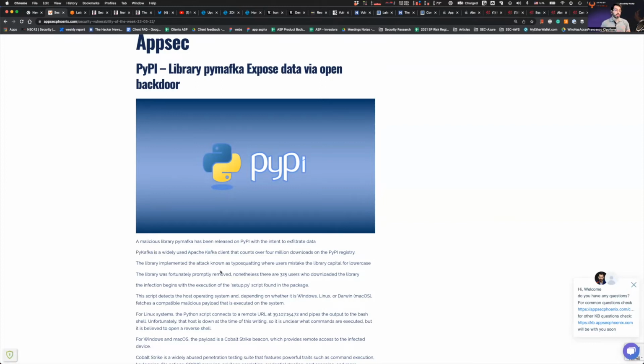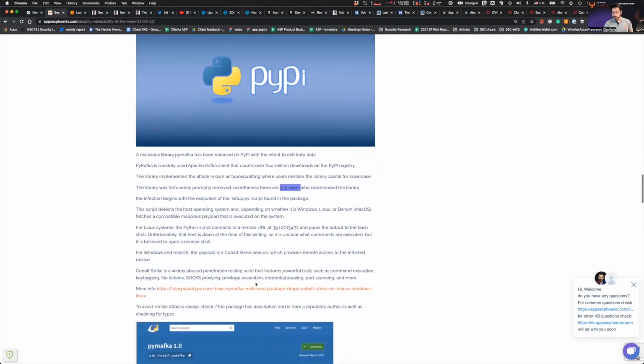For those who don't know, Apache Kafka is a queuing system that manages and accesses messages. Fundamentally, the attacker created a library with exfiltration capability, and because Kafka managed messaging data, it was particularly interesting for the attacker. The malicious library was discovered and deleted promptly, but there were 325 users that managed to access it. So double check whether that library has been deployed, or clean it up.